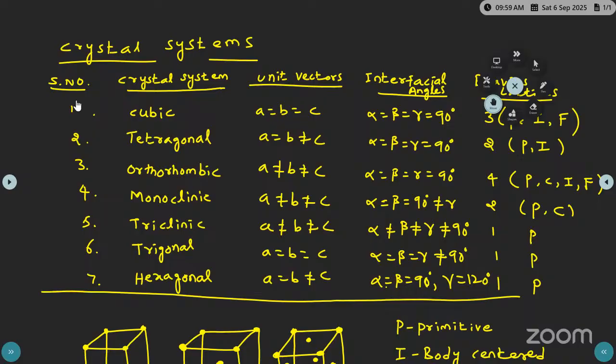And the corresponding Bravais lattices are 3, 2, 4, 2, 1, 1, 1. PIF, PI, PCIF, PC, PP. P stands for primitive. What do you mean by primitive cell? A unit cell which contains lattice points only at the corners. The total number of effective lattice points in a primitive unit cell is equal to 1. Right? What does the lattice point represent? The lattice point represents the position of an atom.